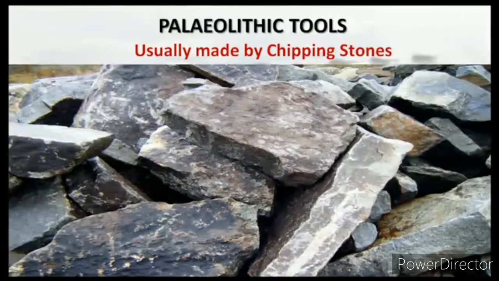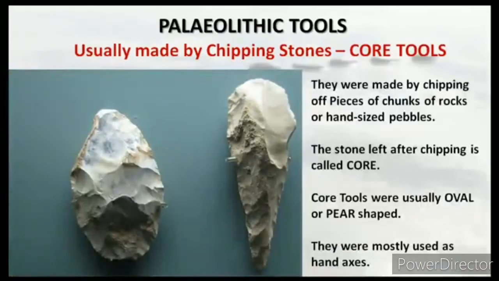Paleolithic tools were usually made by chipping stones. Stone tools were of two kinds. Core tools were made by chipping off pieces from chunks of rocks or hand-sized pebbles. The stone left after chipping is called core. Core tools were usually oval or pear-shaped. They were mostly used as hand axes for heavy work like cutting trees, digging the earth for roots and tubers, and breaking bones. Some were used as cleavers for cutting large pieces of meat.